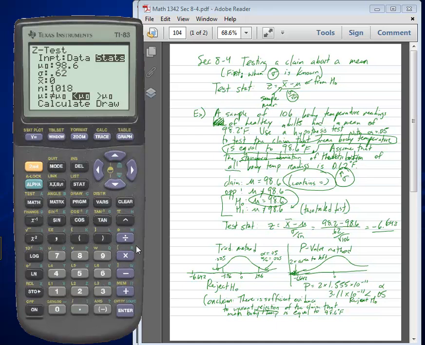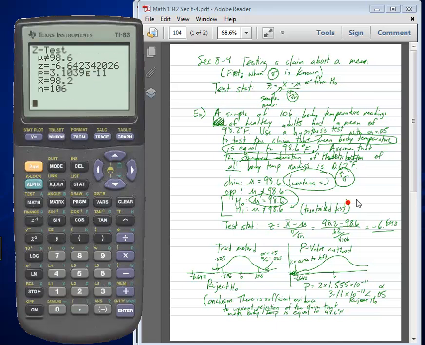Alright, then our x-bar is our sample mean. Our mean of our 106 body temperature readings was 98.2, and that n was 106. And then we have to decide on which version of H1, what kind of test. This one was not equal to 98.6. The opposite of our claim was not equal, so that ended up becoming our alternative hypothesis. Alright, so we can go down and hit enter on Calculate there.